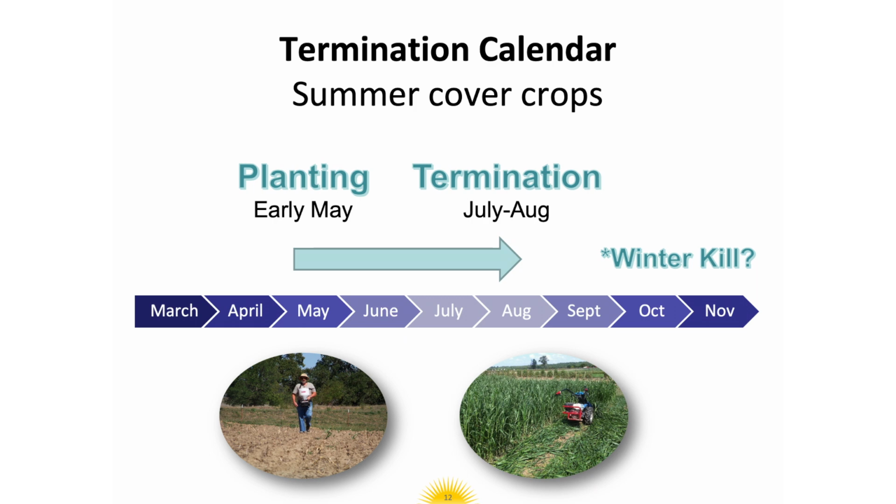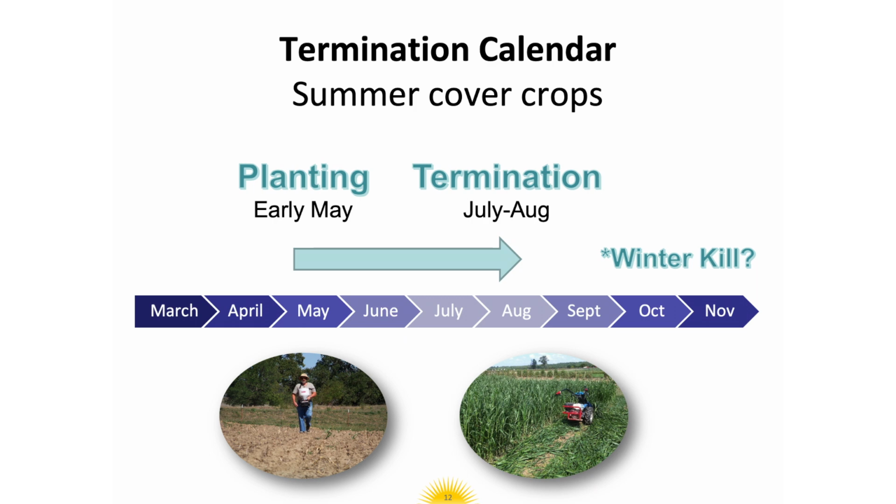So for summer cover crops, planting is usually early May, maybe late April, depending on how the season's going. And then termination, with summer cover crops, it's a little different. There are several different strategies. Winter kill is an option. I'll talk about that more in a second. Usually termination is in late July or early to mid-August.